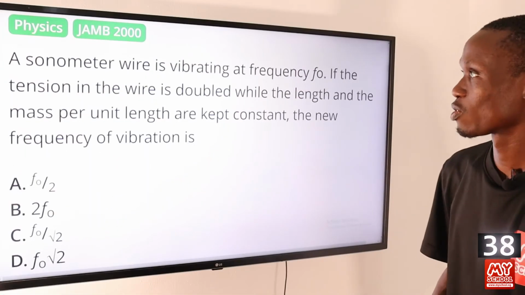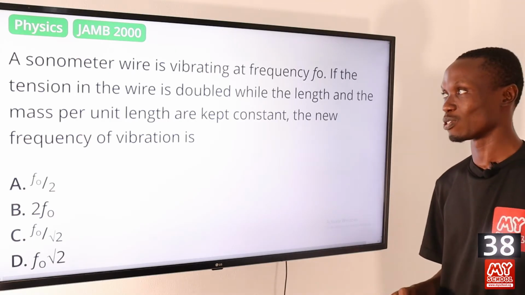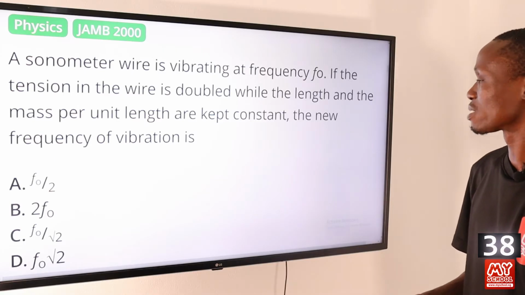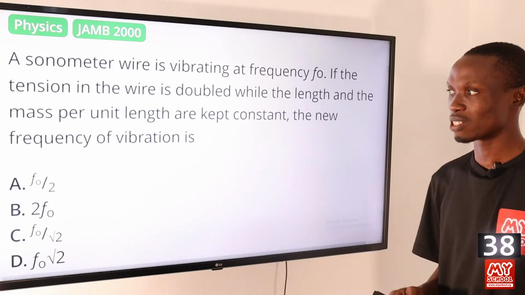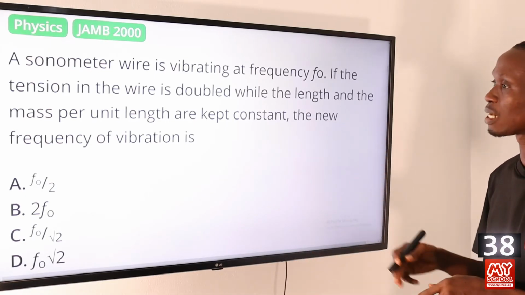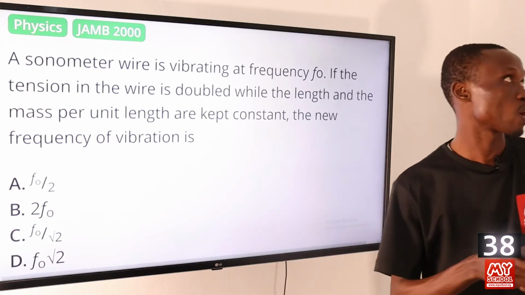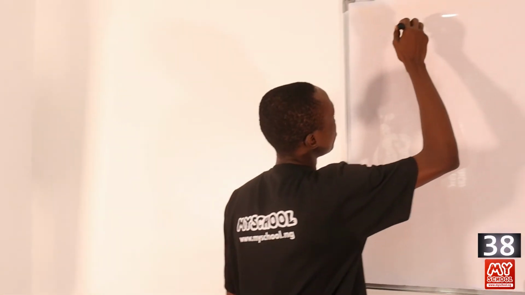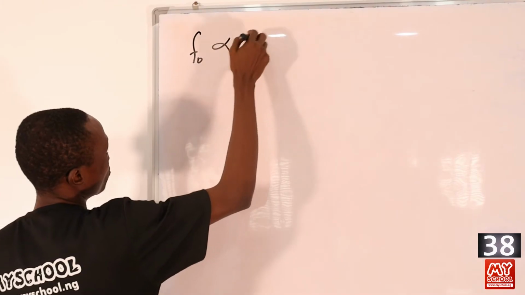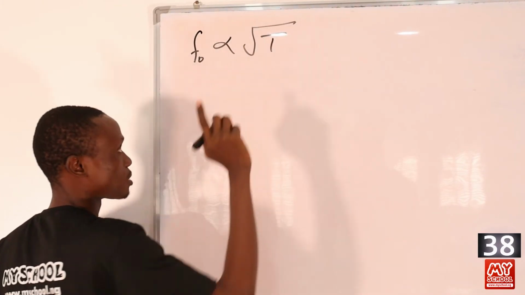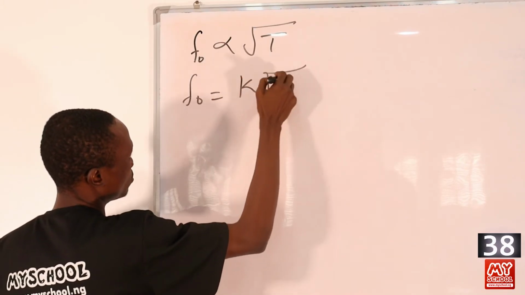Question 38. A sonometer wire is vibrating at frequency F0. If the tension in the wire is doubled while the length and the mass per unit length are kept constant, the new frequency of vibration is? Since the length and the mass per unit length are kept constant, the frequency of vibration of a sonometer wire is directly proportional to the square root of the tension. So F0 is equal to K root T, right?